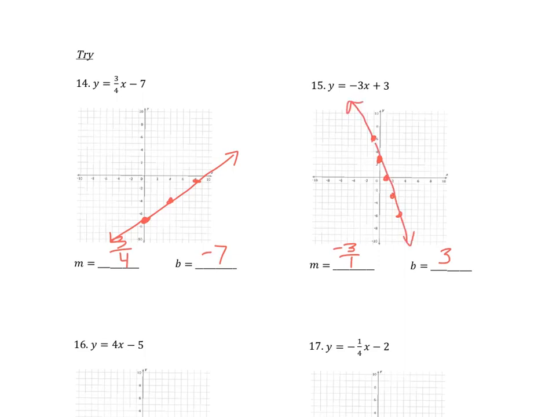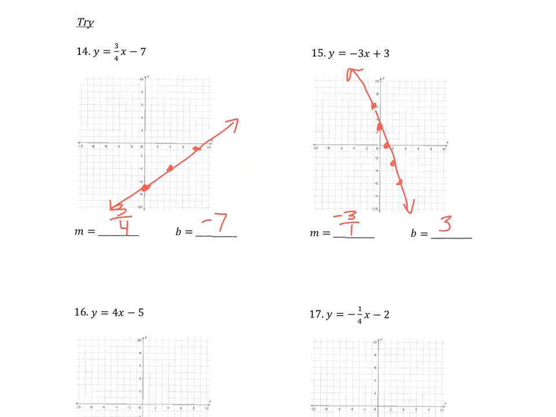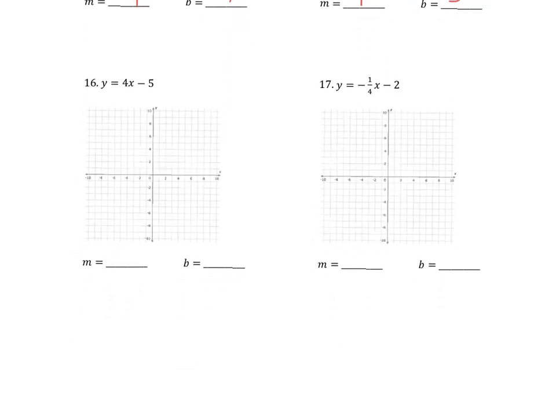Okay, so there's 15. Let's look at 16 and 17. So 16, my slope next to x is 4, so I'm going to make it 4 over 1. My y-intercept is -5, so I start down 5 on the y-axis. Slope of +4 over 1 is up 1, 2, 3, 4 over 1. There's my line.